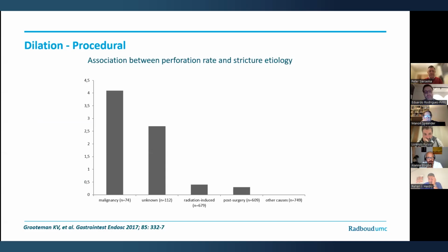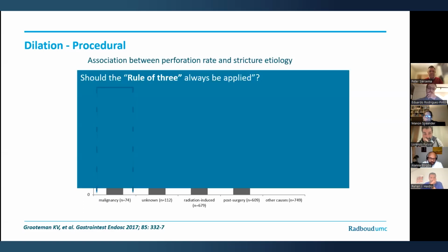And that was actually the topic of a study that was performed a couple of years ago already, in which we looked at the association between perforation and stricture etiology. And as you can see, there's actually only one etiology that causes quite an increased risk of perforation when dilating, and that is malignancy. So with malignancies, you should be really careful in dilating the malignant stricture.